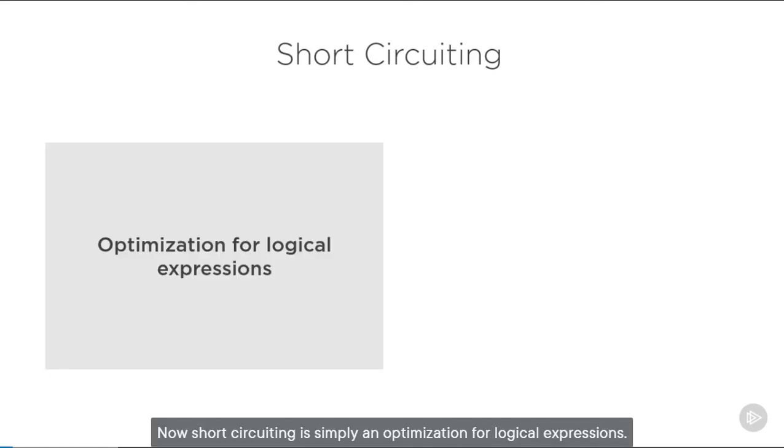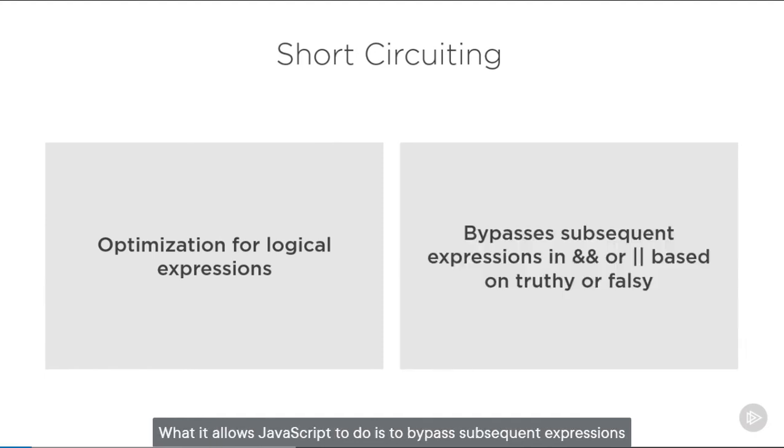Let's now talk about short-circuiting. Short-circuiting is simply an optimization for logical expressions. What it allows JavaScript to do is to bypass subsequent expressions in AND or OR conditions based on truthy or falsy. So let's take a look.